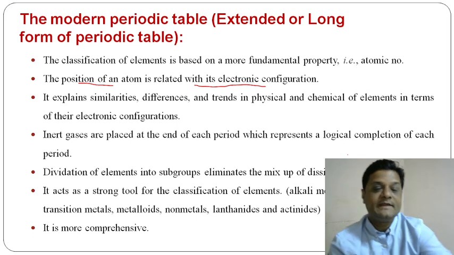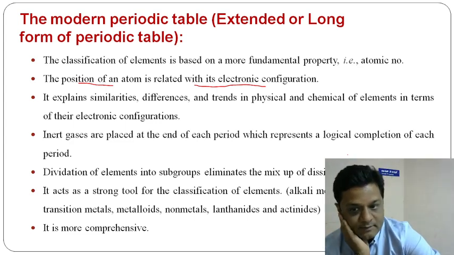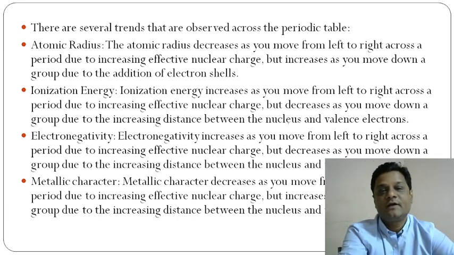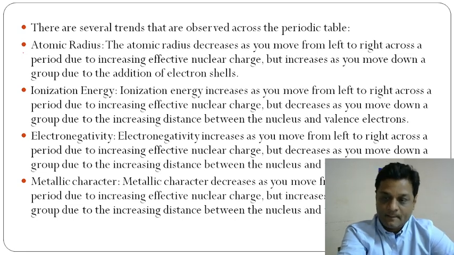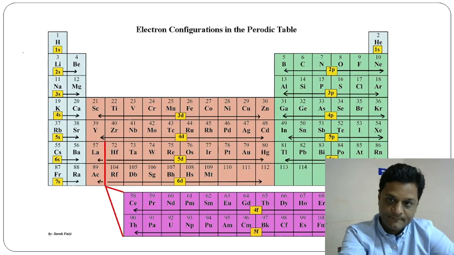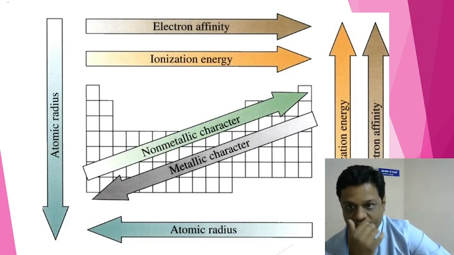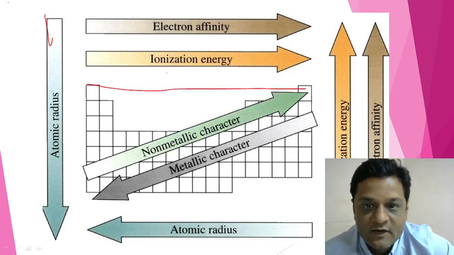Various properties have been defined according to the position of the element in the group. Several trends are observed in the periodic table: atomic radius, ionization energy, electronegativity, metallic character, and electron affinity. All these were considered while placing the elements. When we go from the first group to the last group, the ionization energy increases.